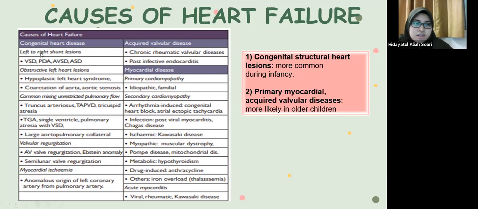The examples of congenital heart disease that are common are left to right shunts, VSD, PDA, and ASD, and also obstructive left heart lesions, which are hypoplastic left heart syndrome and coarctation of the aorta, common mixing with unrestricted pulmonary flow, valvular regurgitation, myocardial ischemia, and acquired causes such as chronic rheumatic valvular disease, post-IE, and myocardial disease such as primary cardiomyopathy, secondary cardiomyopathy, infections such as viral myocarditis, Kawasaki, muscular dystrophy, Pompe disease, hypothyroidism, anthracycline drugs of cancer chemotherapy, iron overload, and also viral causes such as viral myocarditis and also Kawasaki.